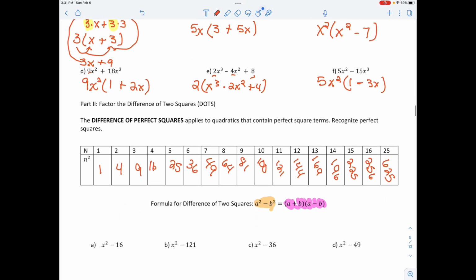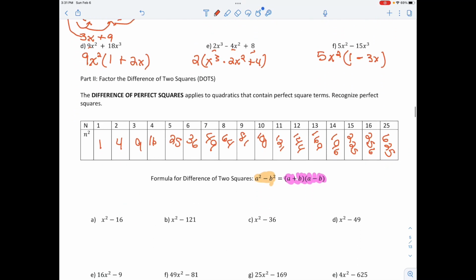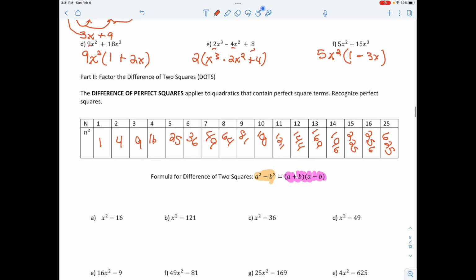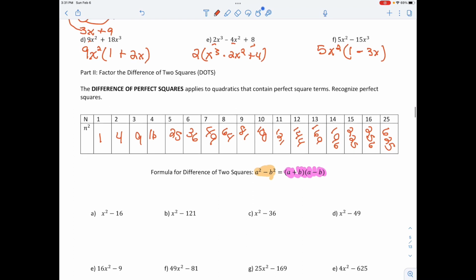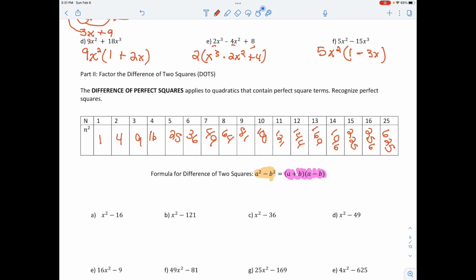Okay, now boys and girls, we're going to learn to factor using the difference of 2 squares. I call these DOTS, difference of 2 squares. In order for it to be a DOTS, you have to have 2. It has to be a binomial, 2 terms. There has to be a subtraction for the difference, and both numbers have to be perfect squares.